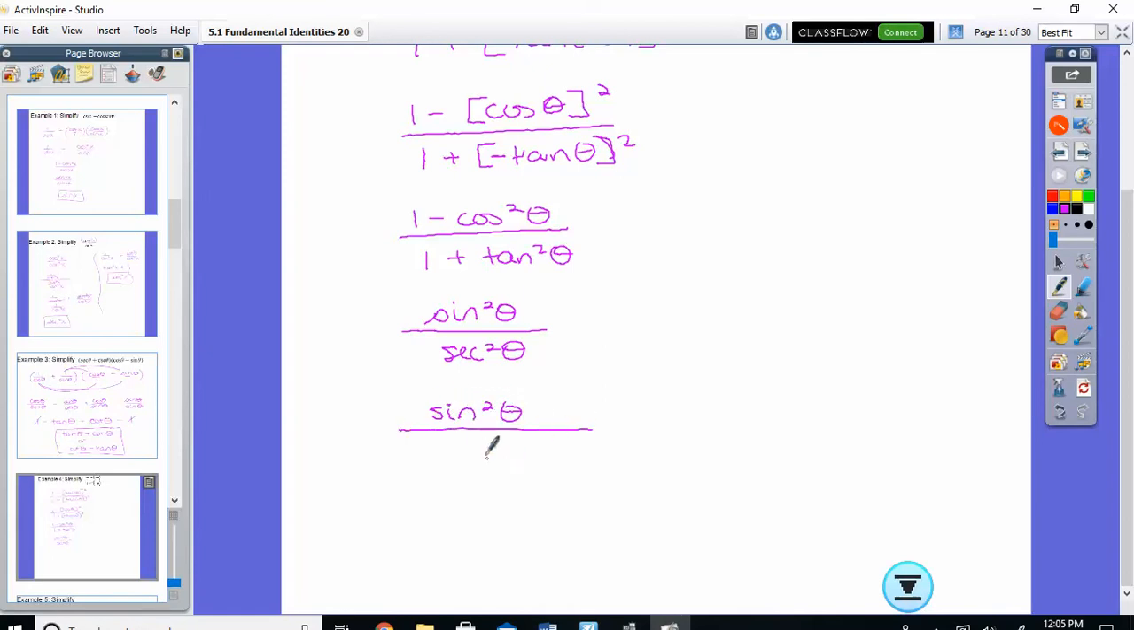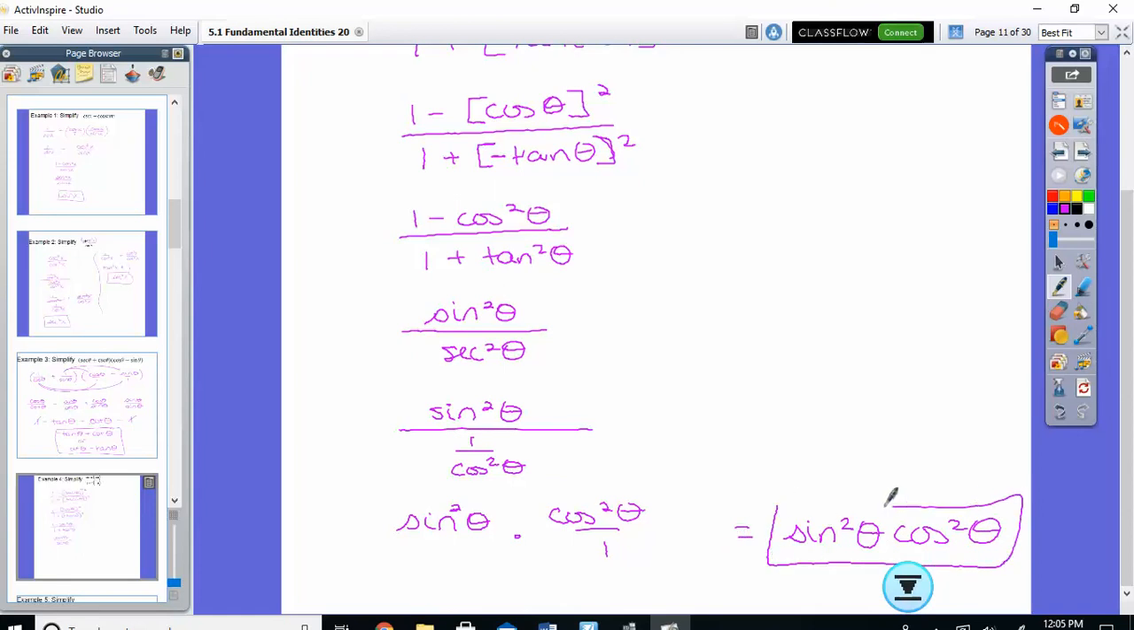What can I change secant to? Oops. 1 over cosine squared. And to divide fractions, you flip and multiply. So it'd be sine squared times cosine squared over 1. When you multiply those, you just get sine squared theta, cosine squared theta over 1. You can drop your denominator. We know anything divided by 1 is itself. So my final answer is sine squared theta times cosine squared theta.